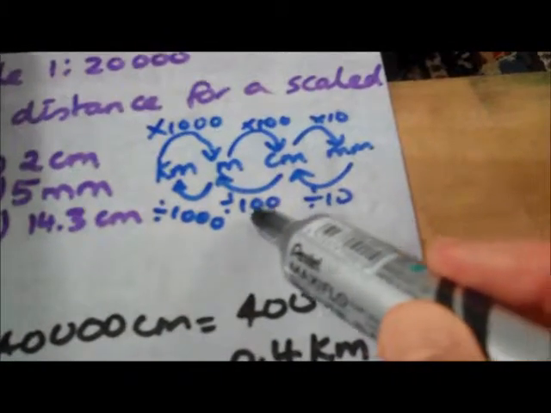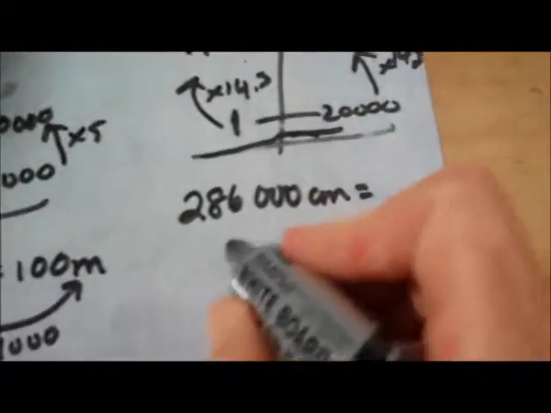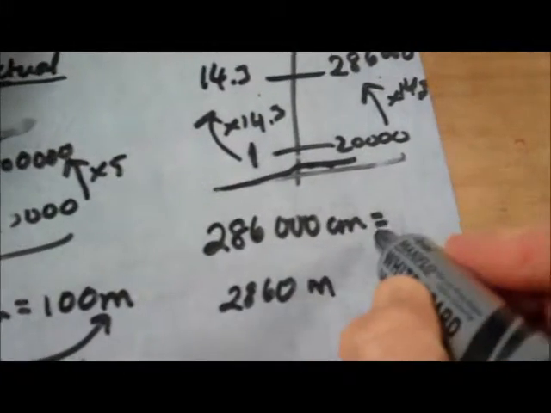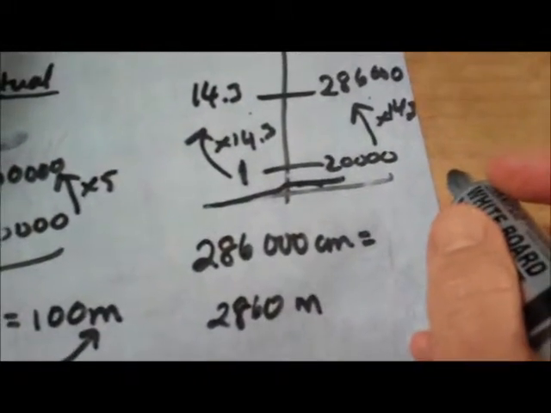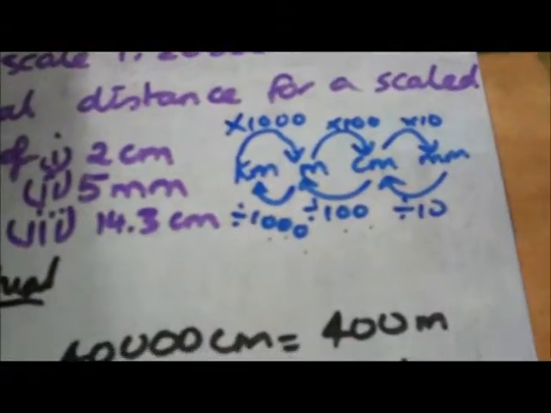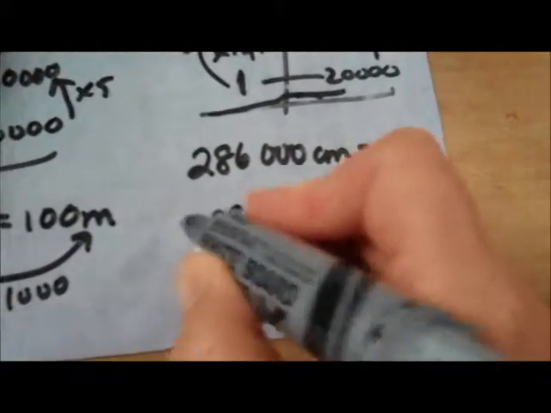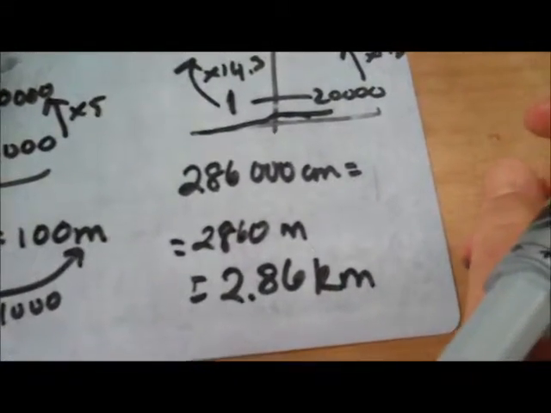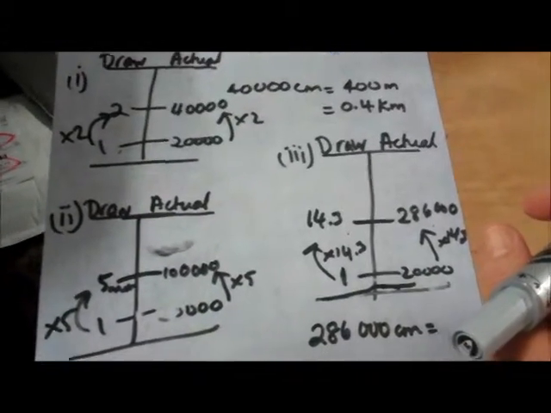So if I divide by 1, 2, 3, 4, 5, if I divide by that, so let me divide by 100 first. So 2,860 meters. So 286,000 centimeters is 2,860 meters, because I've divided by 100. That was the first step. And then I'm going to divide by 1,000 to get it into kilometers. So 2,860 meters is 2.86 kilometers. So that's how you do from a drawing to an actual.